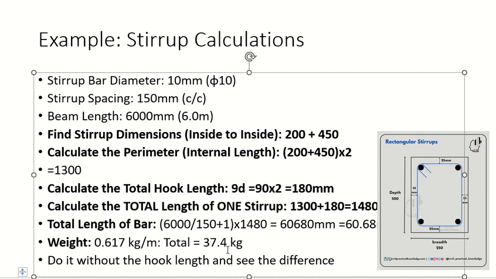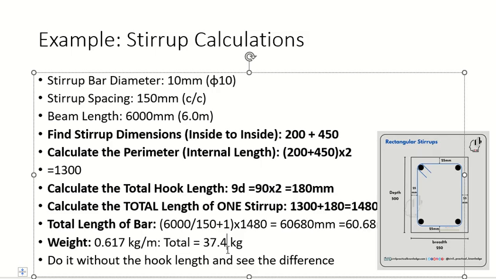Now in this calculation, we have taken the hooks as well, right? Now do a little exercise: we do the whole thing again without the hooks. We just consider that it's a plain stirrup, 4 sides, we don't consider the hooks. Tell me the difference in the weight, percentage, tell me.